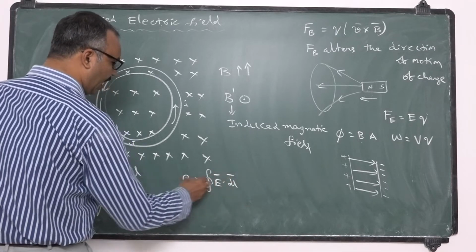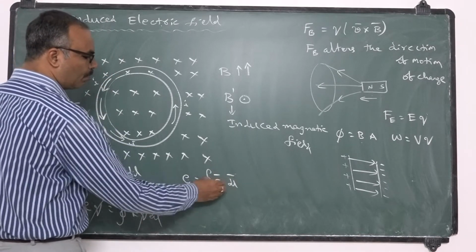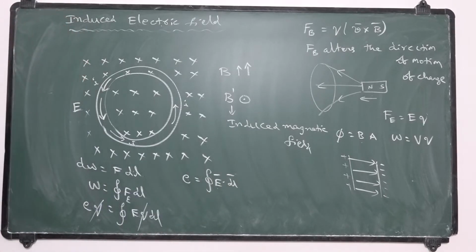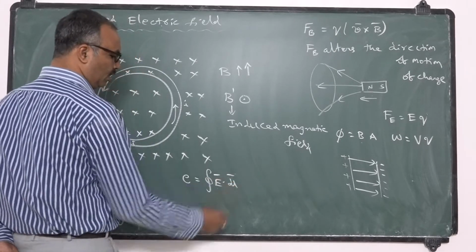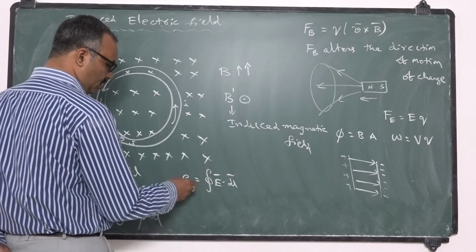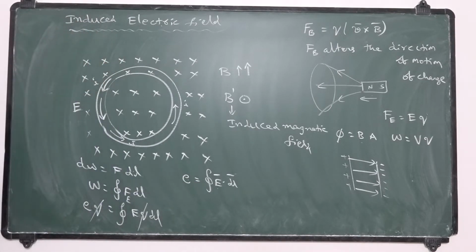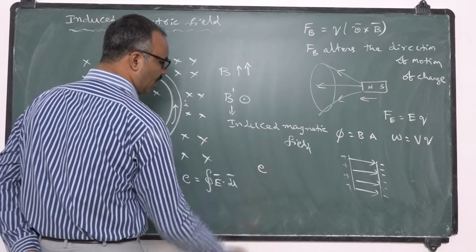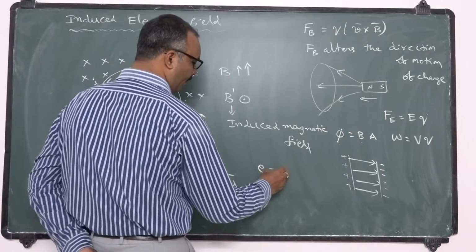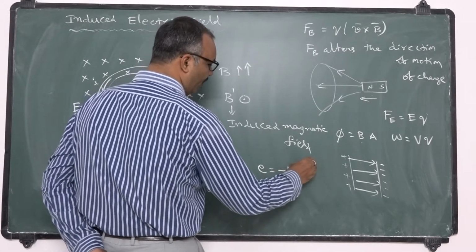Strictly speaking, as EMF is a scalar, we should take the scalar product between the two vectors. So the closed integral of the induced electric field dot the elemental length gives the induced EMF in the circuit. From that you can calculate the induced current also. Already, according to Faraday's law, the induced EMF is given by minus n into d phi B by dt.